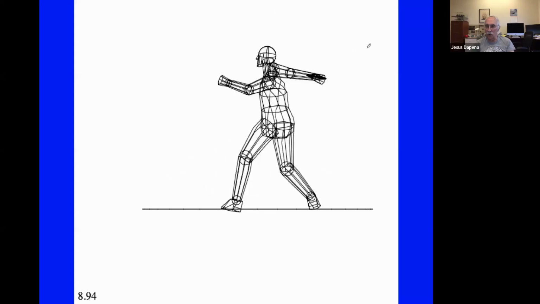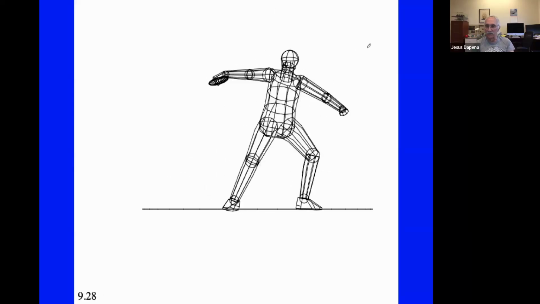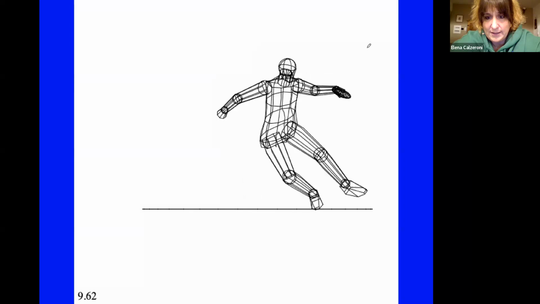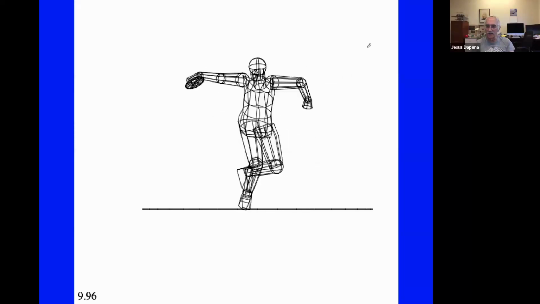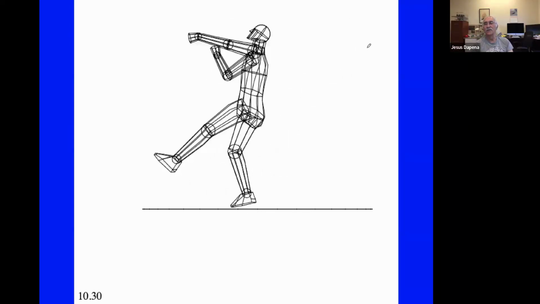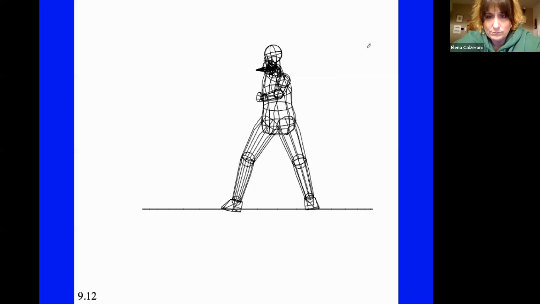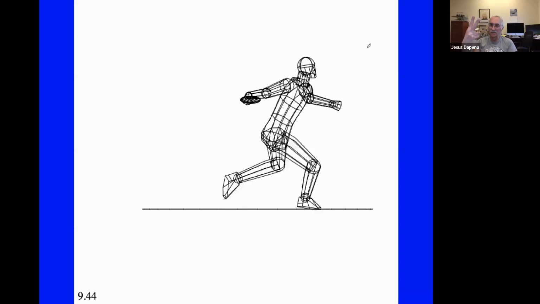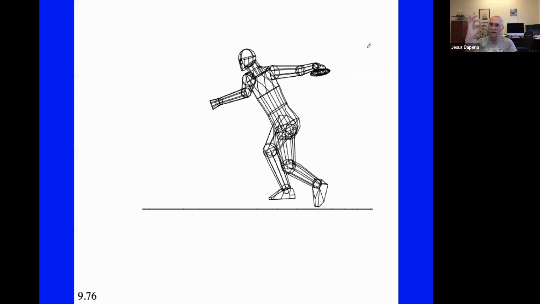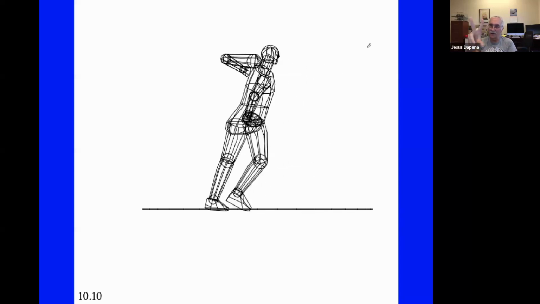So double support, single support, airborne, single, double. So 2, 1, 0, 1, and 2.